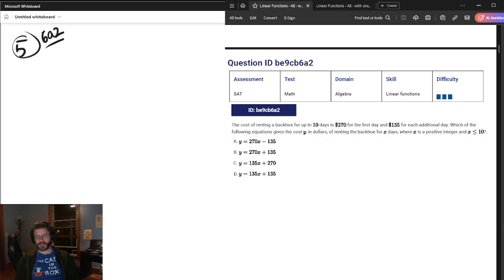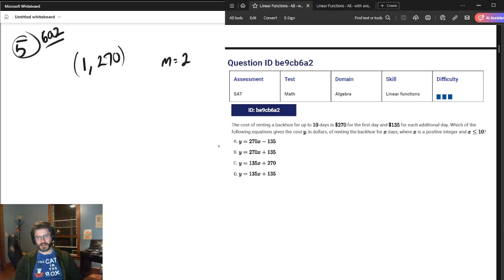So let's go through this one. We got, again, all of our answer choices are linear functions. We got 10 days is 270. First day is 1. Okay, this is very similar to that other one where they're giving us an XY coordinate point there. The 10 days is not terribly helpful, but 270 and the first day. So we should understand that to be 1, 270 as a coordinate pair. And 135 for each additional day. So that's our slope, m equals 135.